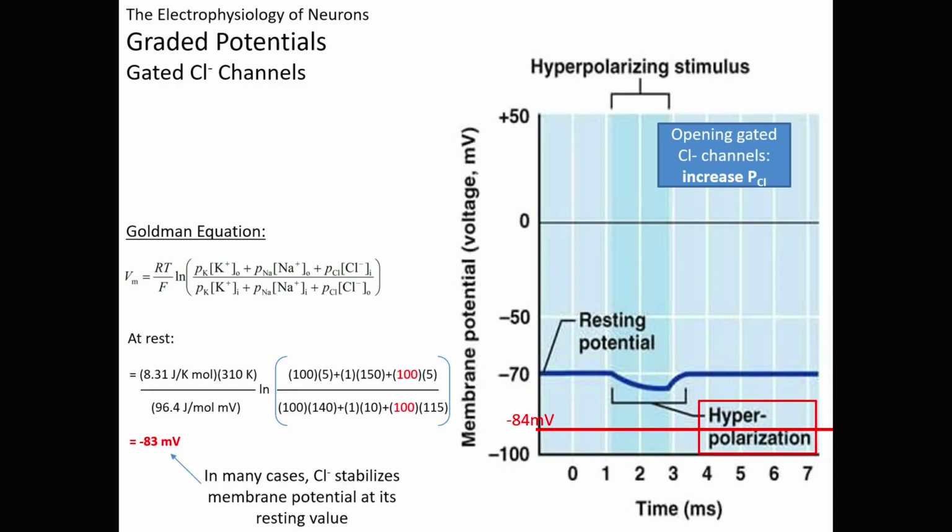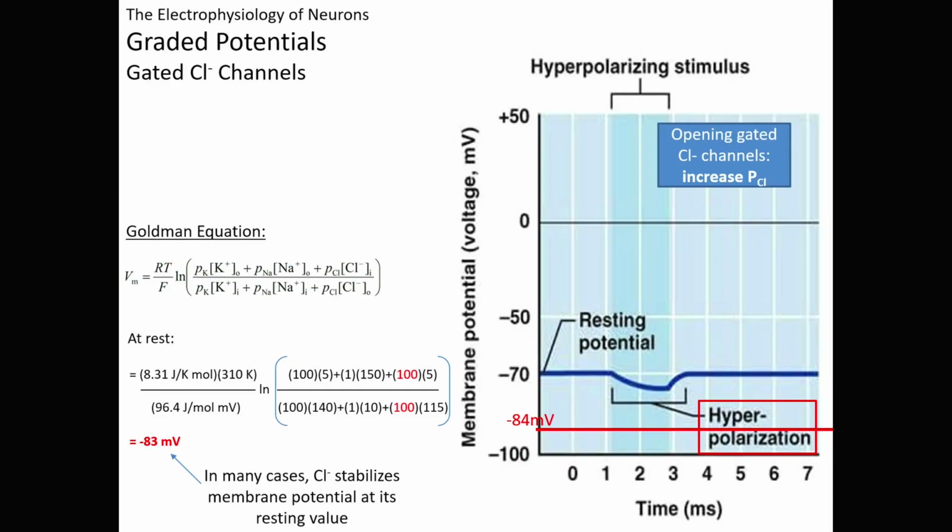And that's actually quite common. It's quite common for chloride to not really change the membrane potential when you increase its permeability. When you open these gated chloride channels, they don't really shift the membrane potential too much. But what they tend to do is stabilize the membrane potential at that resting value, right? Because they make it harder for other ions to push it away from that resting value. So, yeah, that's generally what chloride is going to do, right? It could hyperpolarize, but it very often just stabilizes that resting potential.